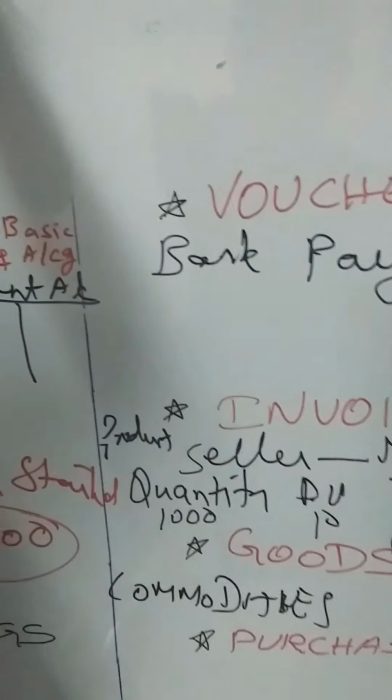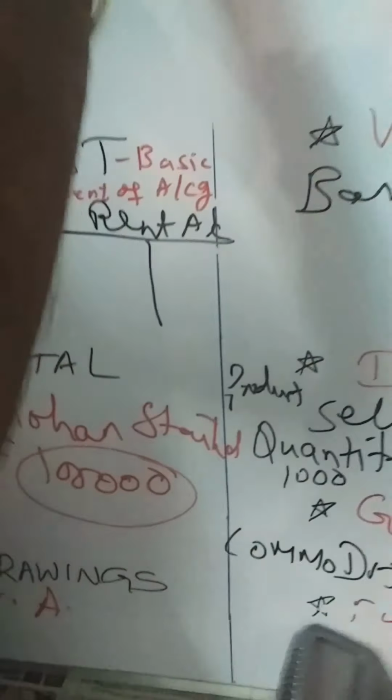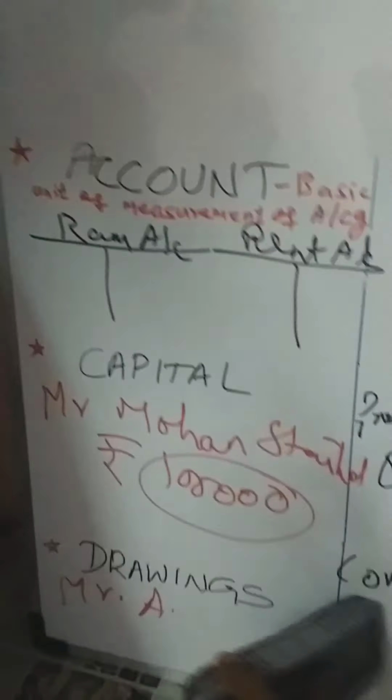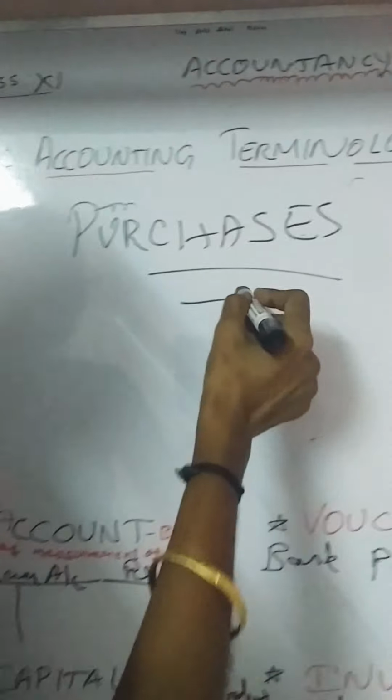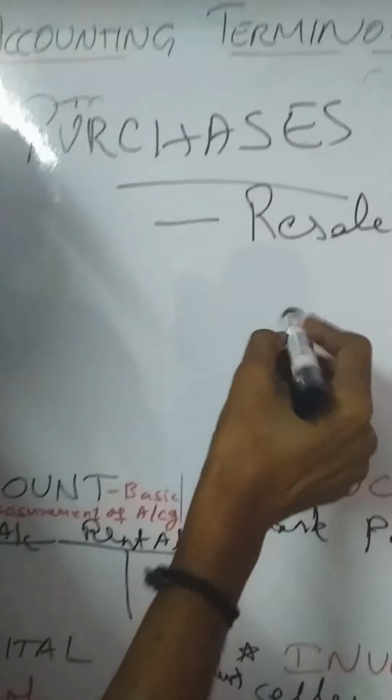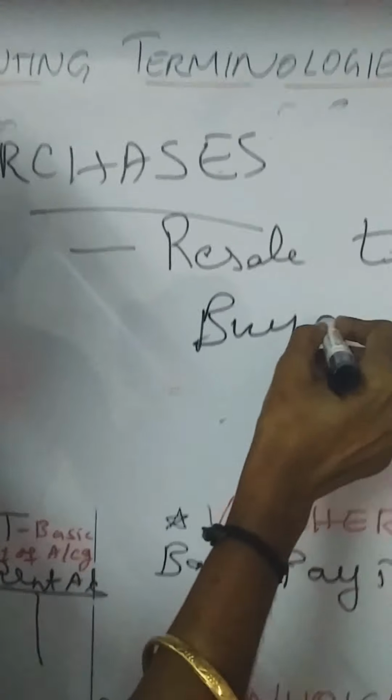Then next is purchases. Purchases in the sense it is meant with the intention to resell the products. That is called purchases. For example, you have cash purchases, credit purchases. The main intention of these purchases is to resell the products to the buyer. That is called purchases.